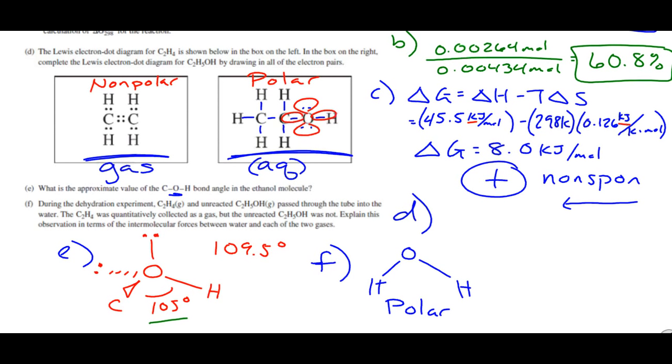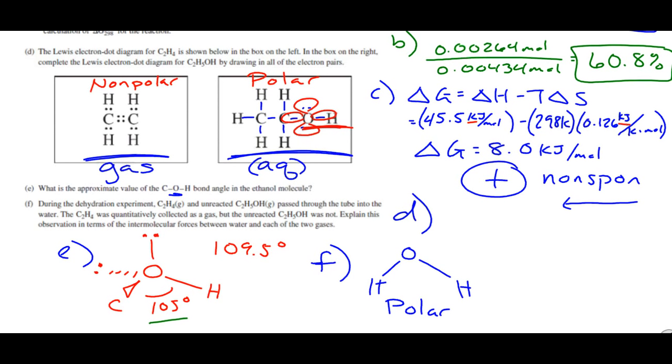So my argument would be that because of the hydrogen bonds, they would be extremely attracted to the hydrogen bonding in the water, and they would increase the interaction between the ethanol and the water, and that's why it would stay in solution.